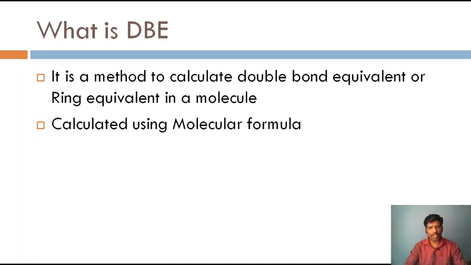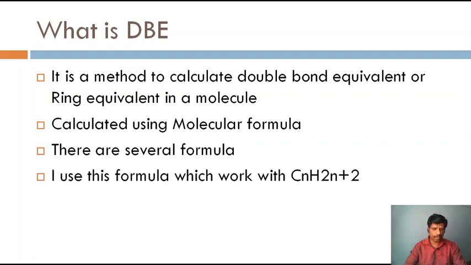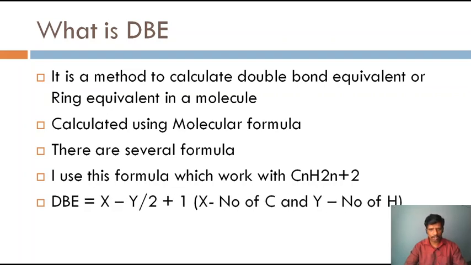It is calculated using a molecular formula. In order to calculate the double bond equivalent, what do you need? You need a molecular formula. There are several formulas, as I said earlier, for calculating double bond equivalent. But I would like to use only one formula for all kinds of molecules. I use this formula, which works with CnH2n+2. The double bond equivalent is x minus y by 2 plus 1, where x is the number of carbons and y is the number of hydrogens. This will work for any hydrocarbon.